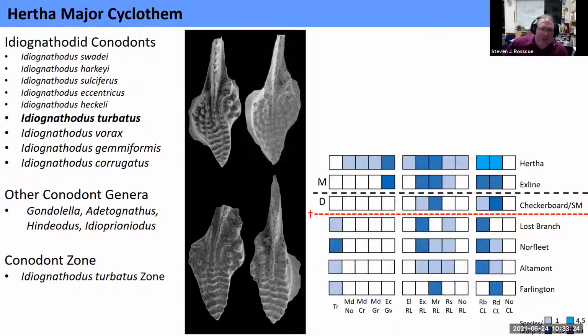Corrugatus essentially loses its rostral lobe, and gemmiformis takes all of its lobes and kind of sticks them substantially more to the ventral end of the platform. Rather than expand downward, it kind of pushes the whole conodont element ventrally. This is the Idianthodus turbatus zone, and you can see we've now really started to expand in our diversification. The diversification here reaches its peak in the next cyclothem, so next slide.